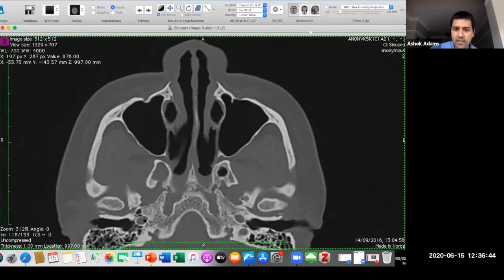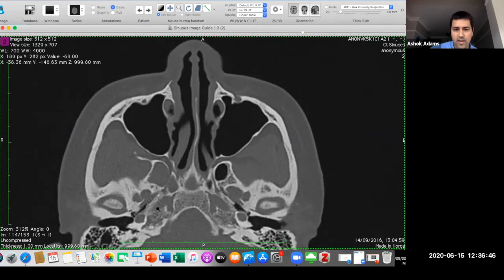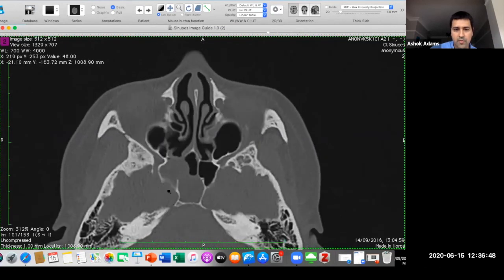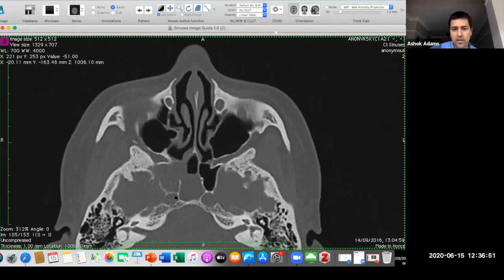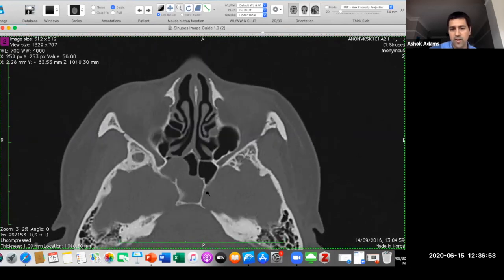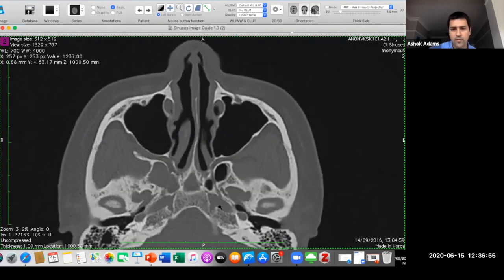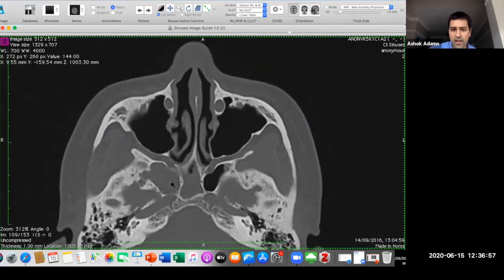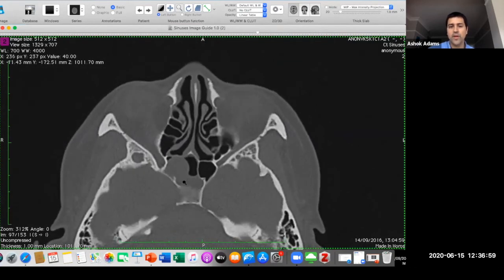Firstly, I want to try and find the internal carotid artery canal. So there you can see the canal coming through. The bony canal is intact. You can see the same on the other side. Okay, so it looks like a normal carotid canal. So the opacification I wouldn't put down to an aneurysm.